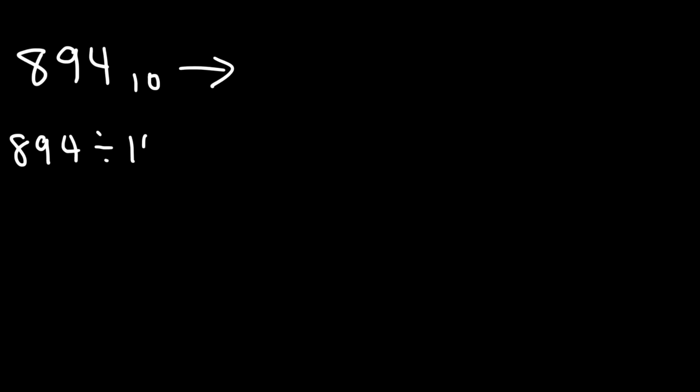Now let's try another example. 894. Feel free to pause the video. Use a calculator to convert the decimal number into a hexadecimal number. So let's start with 894 and let's divide it by 16.